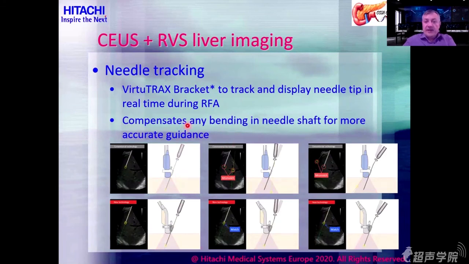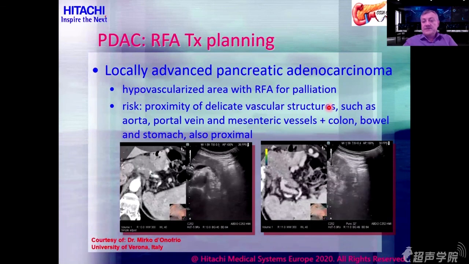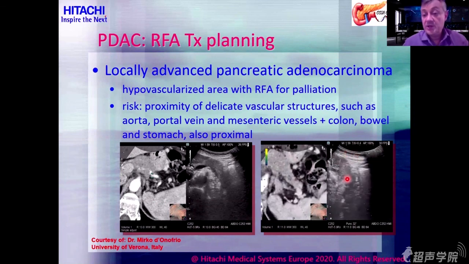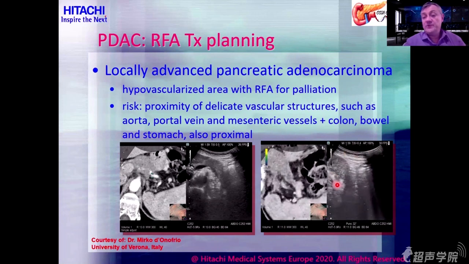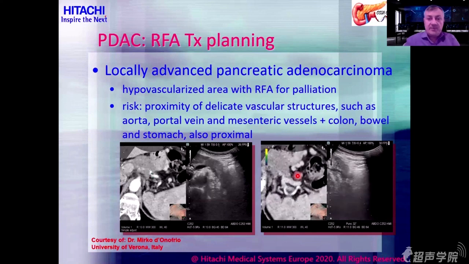There is a possibility of magnetic navigation needle tracking and also auto-correlation, because this kind of active patient tracker can be used for automatic registration of fused images in the moment that they are done in the CT or MR. Then this is an example of locally advanced carcinoma, and the image on the left is CT, and the image on the right is ultrasound. So even if you don't have a good ultrasound image, you will have the CT image, and they are co-registered, so they move at the same time, both of them.